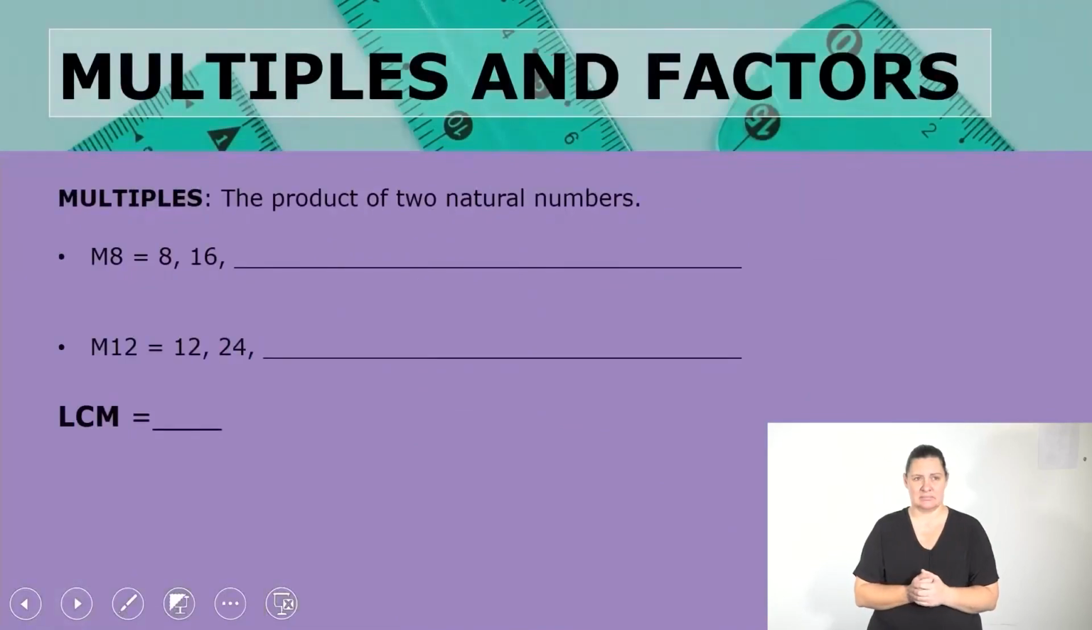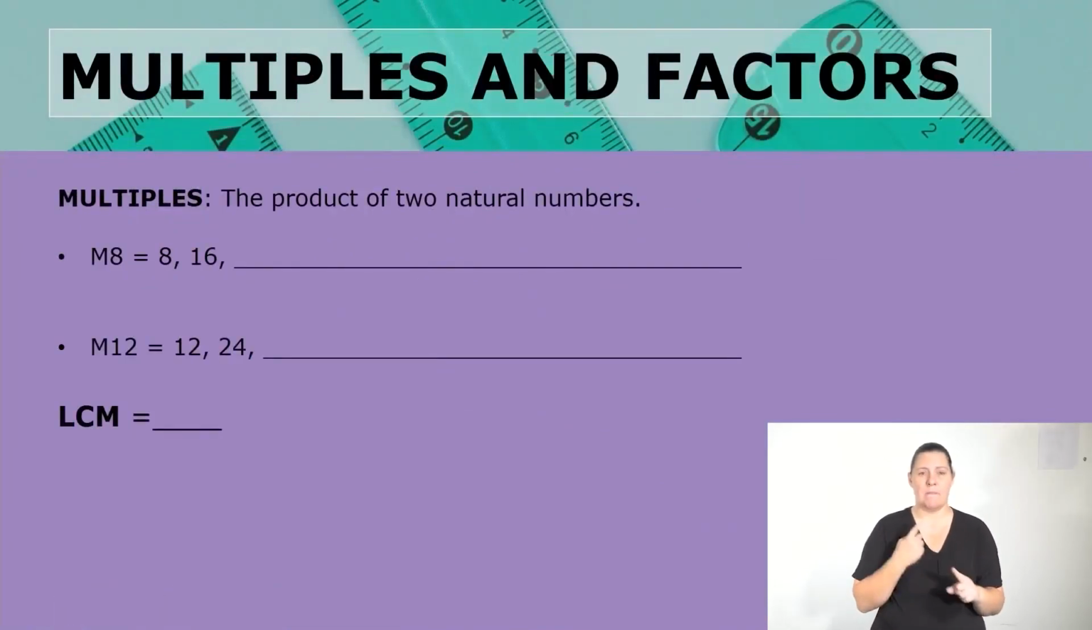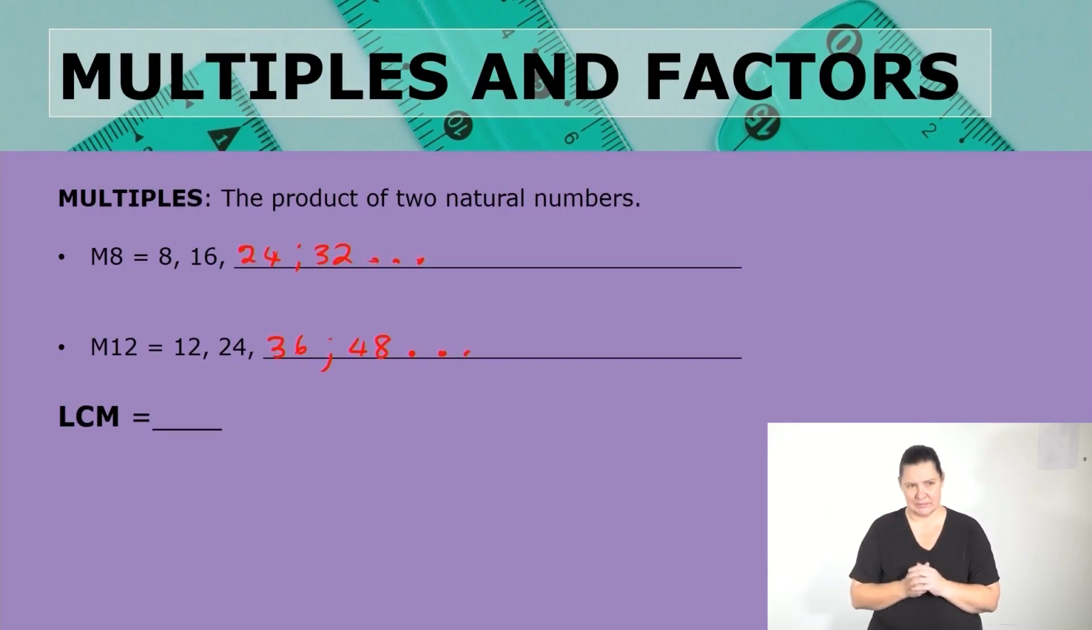Let's move on to our third part, which is the multiples and factors. Let's quickly remind each other how to get the multiples. Remember, multiple is the product of two natural numbers. So the multiples of 8 are 8, 16, 24, 32, and you can continue with that. Then the multiples of 12 are 12, 24, 36, 48, and I think you can continue with that as well.